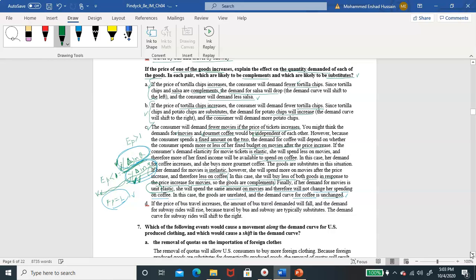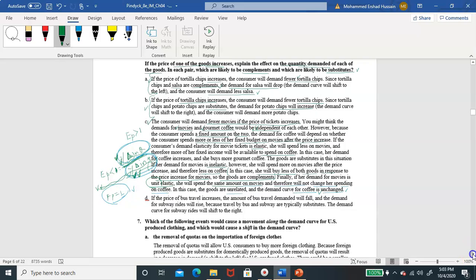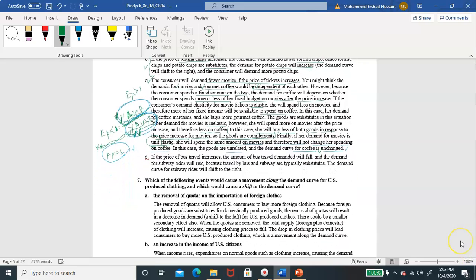If it is unit elastic, she will spend the same amount on movies, right? So if price increases 1%, demand will decrease 1%, so she's spending the same amount. In this case, the goods are unrelated, and the demand curve for coffee is unchanged. It does not depend on demand for anything else.